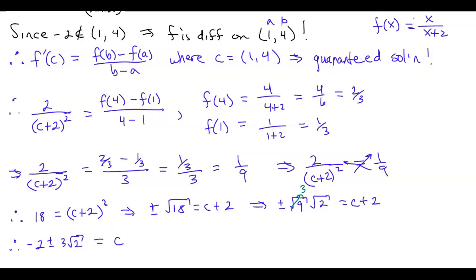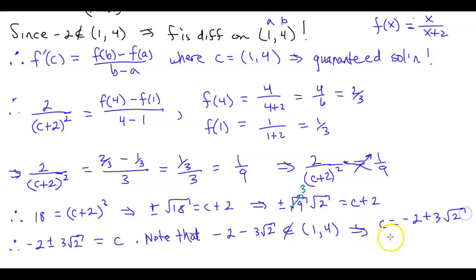So we know that one of these two solutions has to be it. We want to note that the solution negative 2 minus 3 times the square root of 2 is not within the interval from 1 to 4, and we know that because it's negative. So this means that c is equal to negative 2 plus 3 times the square root of 2 is the only solution.